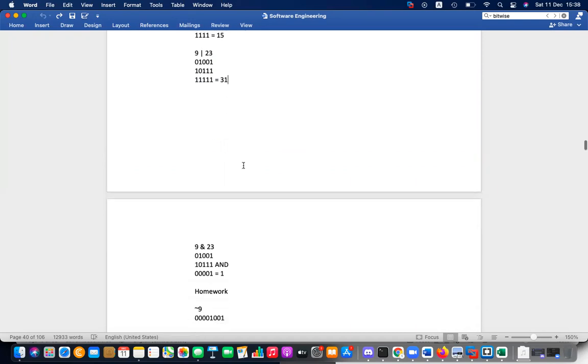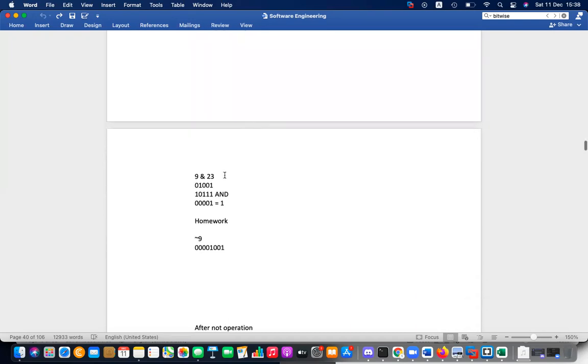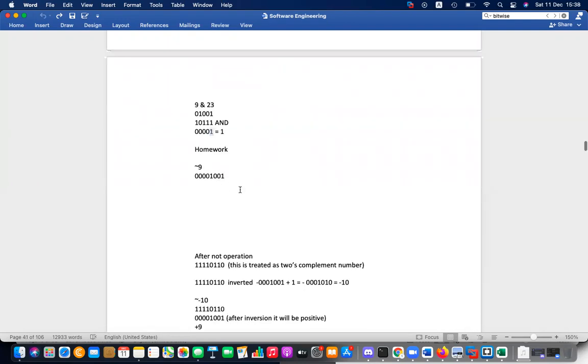But AND gate behavior is the other way. Only if both are 1, the output is 1.